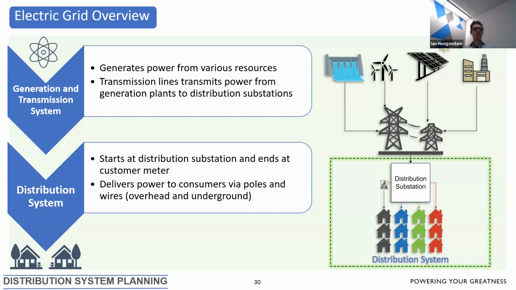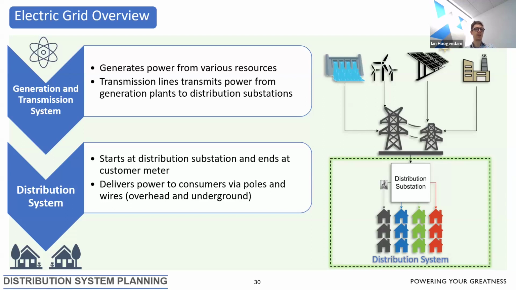Okay, so distribution system planning's primary focus is on the distribution system. This is a system that ensures power reaches the homes and the businesses of a community. However, it's also essential that distribution system planning stays aligned with activities occurring on other areas of the electric grid. So here's real high-level basics on how it all works.